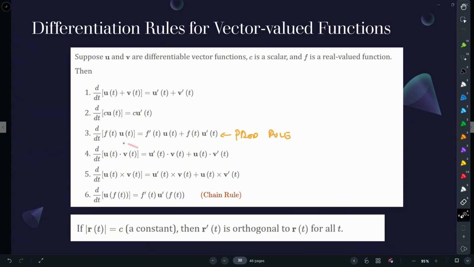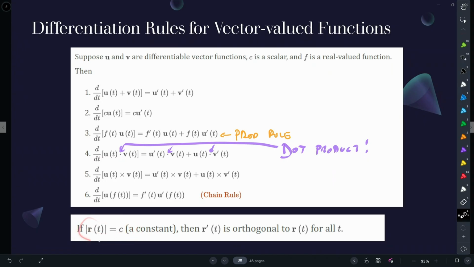Then what happens if I take the derivative of a dot product of two vectors? There is some sort of product rule for dot products. It's the derivative of u dot v, which is u prime dot v plus u dot v prime. Let me just indicate here that these dots are the dot product. Then this is a formula for cross products, and there's also a chain rule that we can use when doing derivatives.